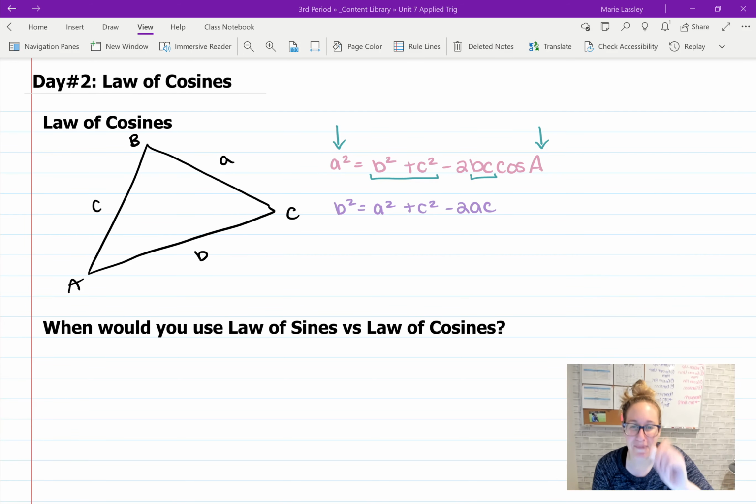Should be b. It should be b squared, c squared, and then b times c. That is what it should be, just like I'm doing this one right. I don't know why I wrote that one wrong. It's my brain. It's late, guys.